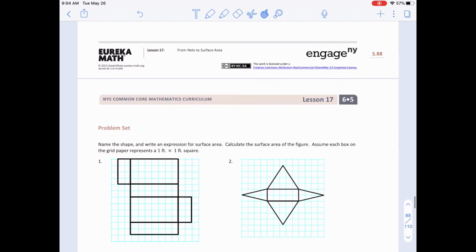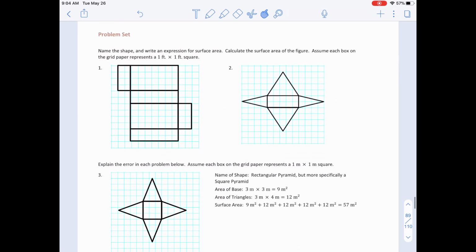Okay, what I would like you to do for your homework is page 99, numbers 1 and 2. So if you choose to do it on a sheet of paper, you can do that, or you can do it on the template that I put on Seesaw. But please don't squish all your work on this page. If you do it in your workbook, do it on a separate sheet of paper and upload that work so I can see what you do.